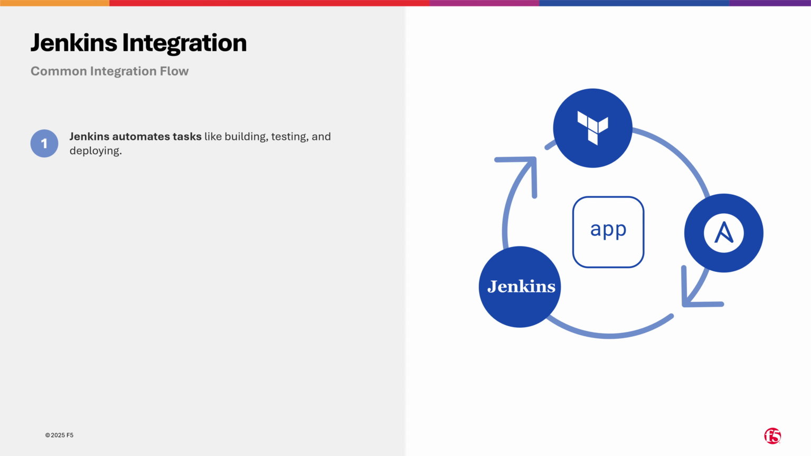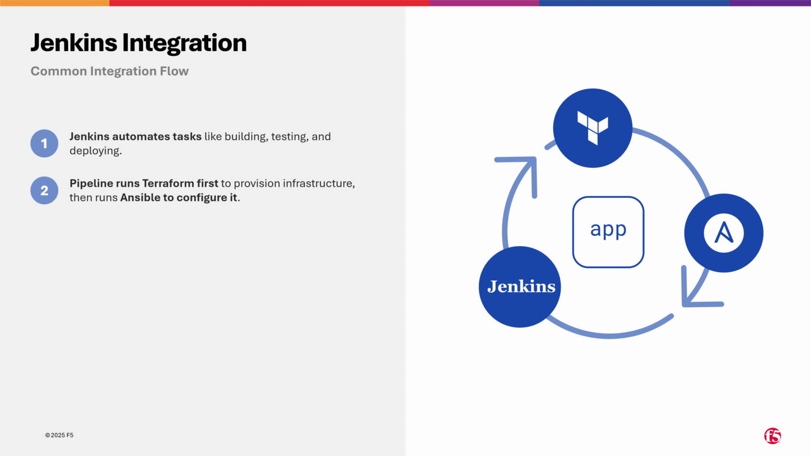One of the most popular tools for this is Jenkins. Jenkins is an open-source automation server that helps automate tasks like building, testing, and deploying software. In our case, Jenkins will automate the use of Terraform and Ansible. Using a Jenkins pipeline, we can set up a job that runs Terraform and Ansible in sequence.